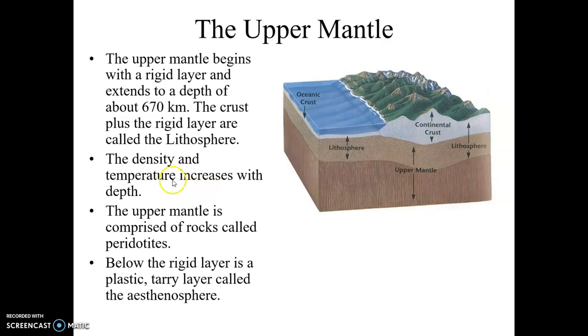And then once again, density and temperature increase with depth. The upper mantle is composed of rocks that are called peridotites. And then below that rigid lithospheric layer is a plastic, tarry layer called the asthenosphere. The asthenosphere flows very slightly, and this is what the tectonic plates are basically floating upon. As they grind against each other at plate boundaries, this results in earthquakes, volcanoes, and so on.